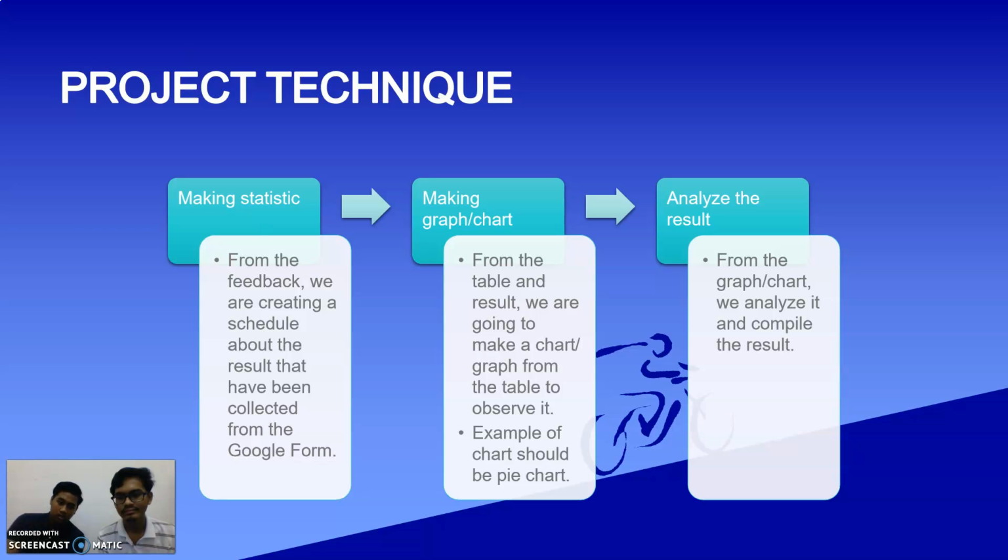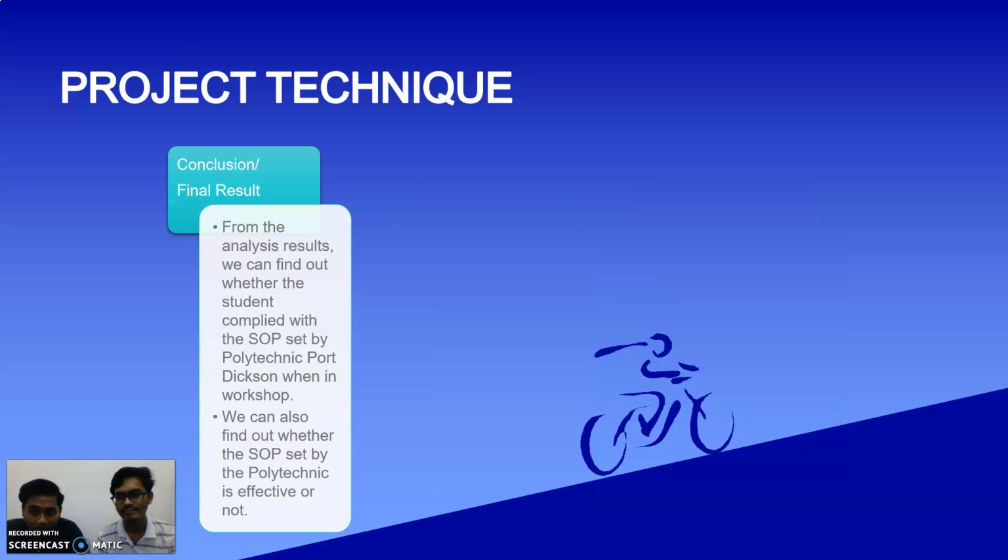From the table and result, we are going to make a chart or graph from the table to observe it. An example of a chart would be a pie chart. Last but not least, analyze the result. From the graph or chart, we analyze it and compare the result. The last one is conclusion, or we call it final result. From the analysis result, we can find out whether the students comply with the SOP set by Polytechnic Port Dickson during workshop. We can also find out whether the SOP set by the Polytechnic is effective or not.